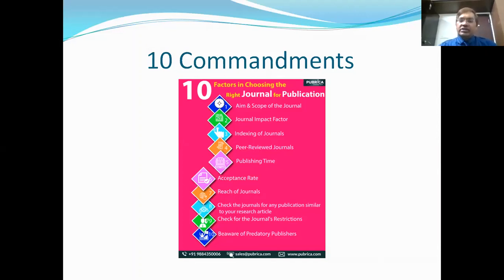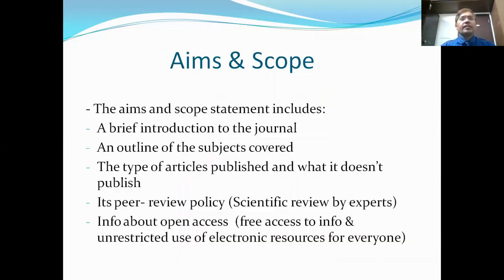What do you mean by the aim and scope of the journal? Your article is ready. Now you are going ahead with publication. What's the first step you have to do? You have to search for a good journal. While searching for a good journal, you should try to know about the aim and scope of the journal. That is a very important thing.